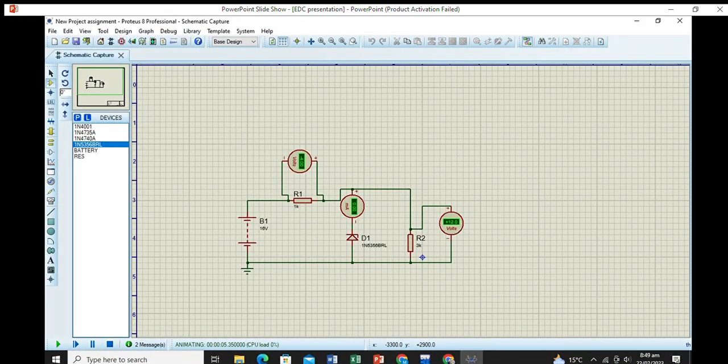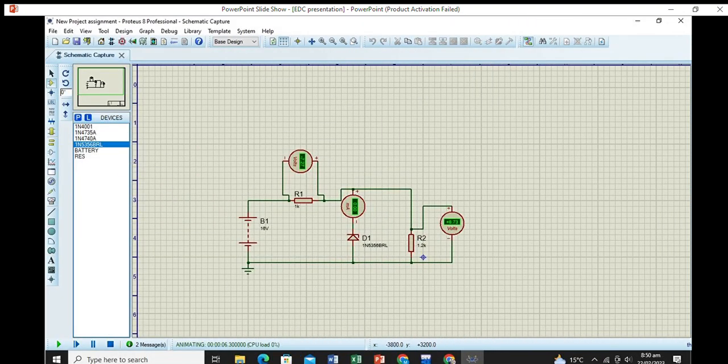We again do some Proteus work here for the verification process and it's verified successfully. The previous one is with resistance of 3K and this one with a resistance of 1.2K.